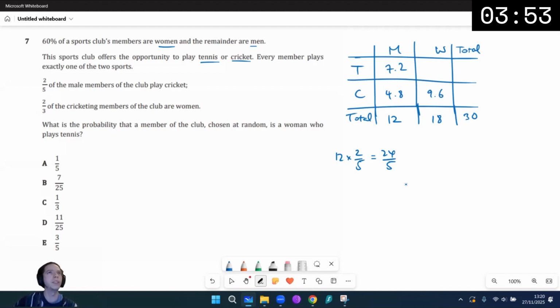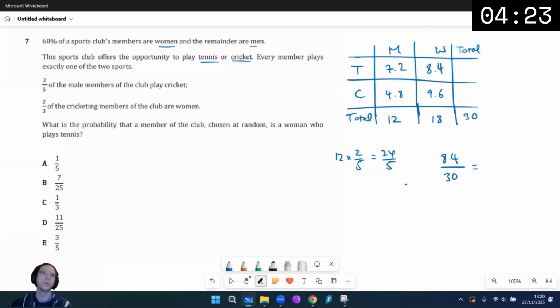So what is the probability that a member of the club chosen at random is a woman who plays tennis? Okay, so we basically just want this. Yeah, I was kind of stupid to pick 30 actually. You could have just done the probabilities. Well, anyway, this will be 18 minus 9.6, which is 8.4, right? So 8.4 over 30. What is that?